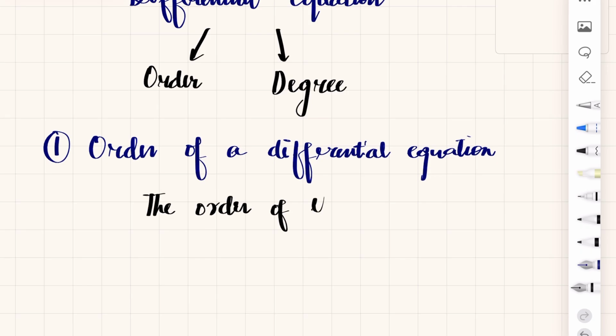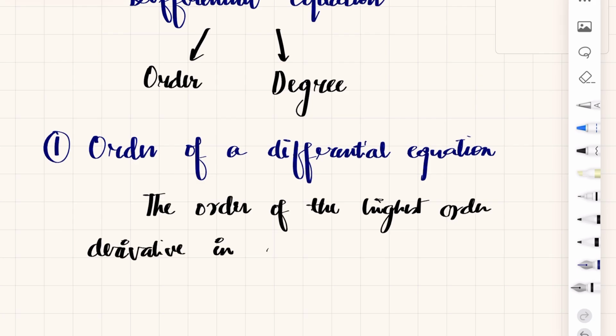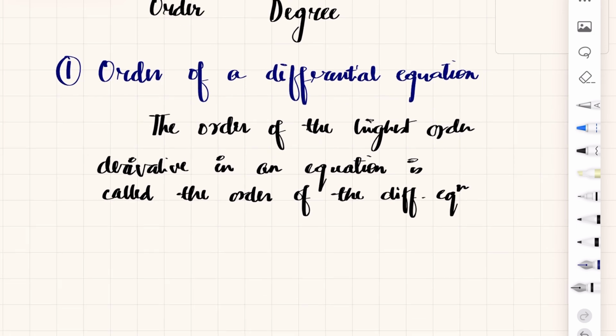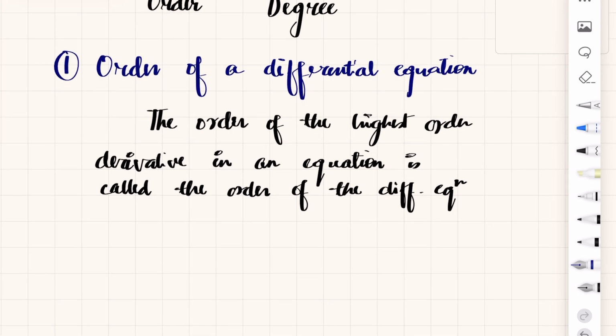of the highest order derivative in an equation. An equation is called what? It's called the order of the differential equation. Okay, so I'll give you an example.